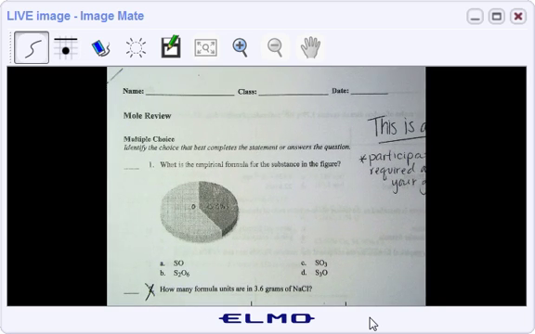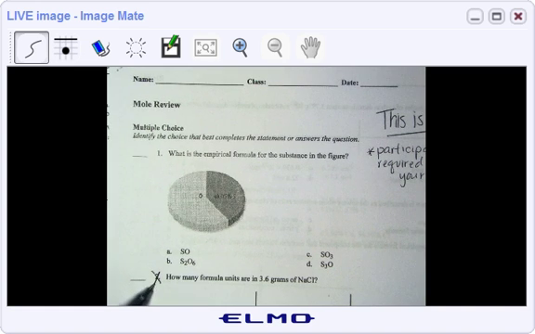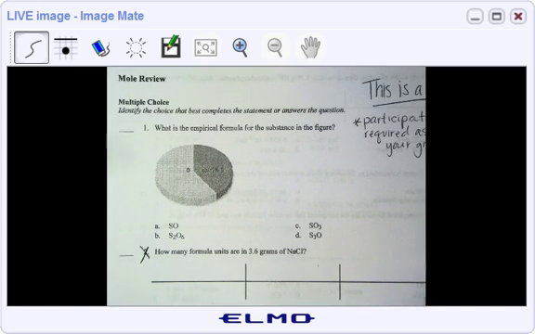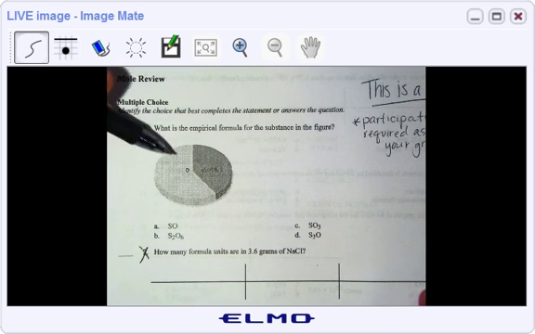Okay, I'm going to be going over the mole review. Please follow along. This is very similar to your exam, which you will be taking tomorrow. So you can cross off number 2. We're going to start with number 1. What is the empirical formula for the substance figure?